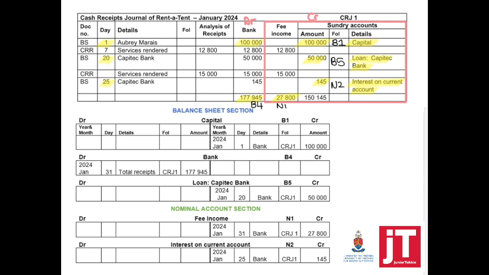If you have a look now at the activity, you will see, as I've mentioned in the beginning, from the cash receipts journal, bank is debited, the rest is credited. So if I add up all of that on the credit side, it should equal 177,945. If it doesn't, it means you've made a mistake.